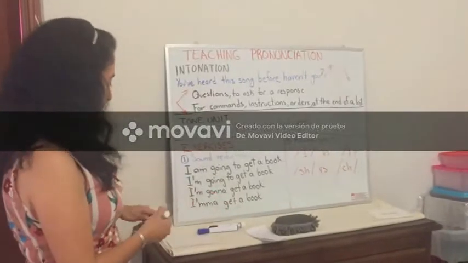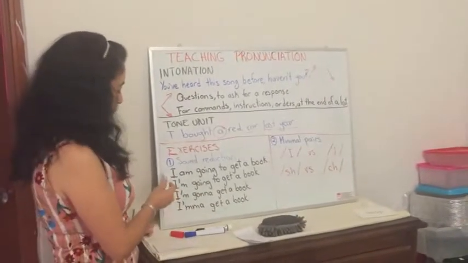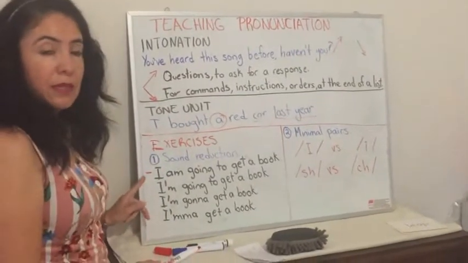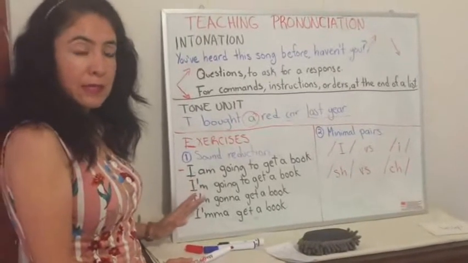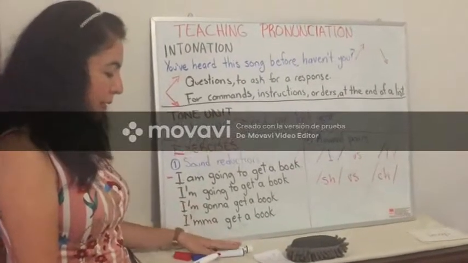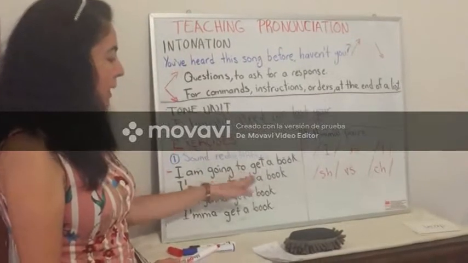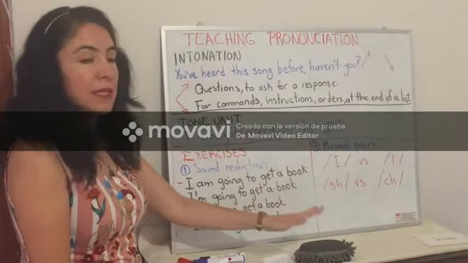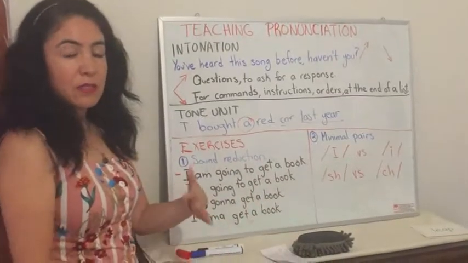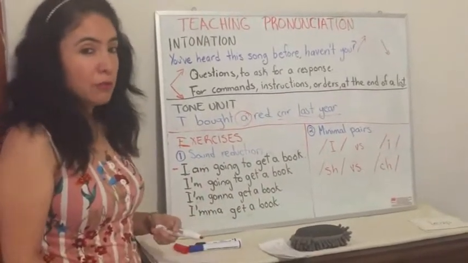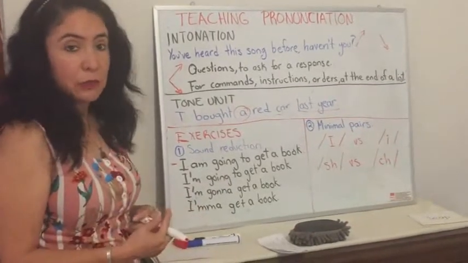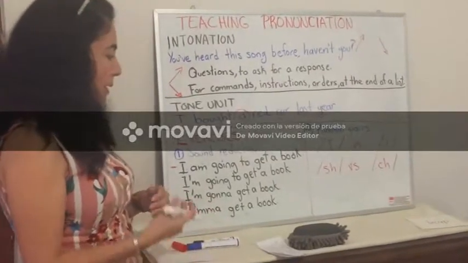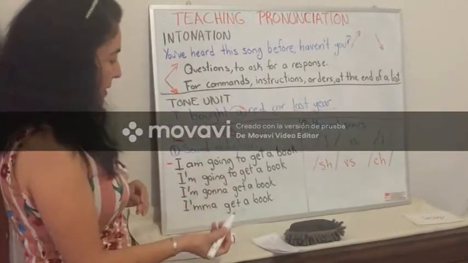Now, I wrote this example. The first example, as you can see, is written in the complete form. I always tell my students, if you say it just like that, it's perfectly correct. I am going to get a book. It's perfectly correct, but it's not so natural. So in order to sound more natural as speakers of a second language, we need to learn some of these suprasegmental features, like how to reduce a sound.